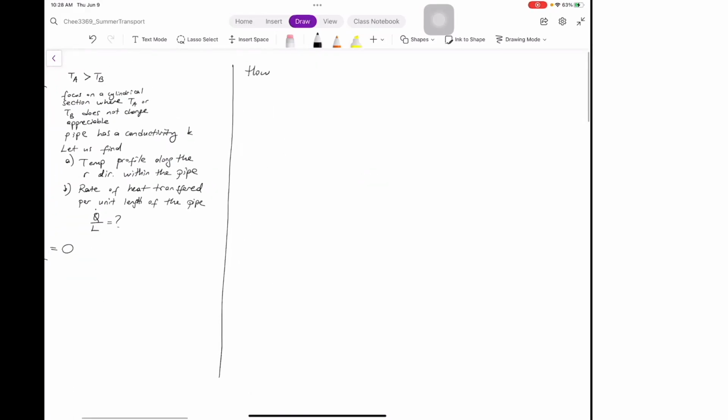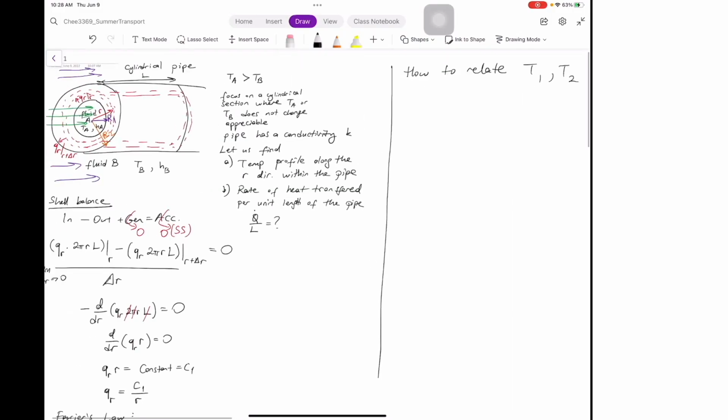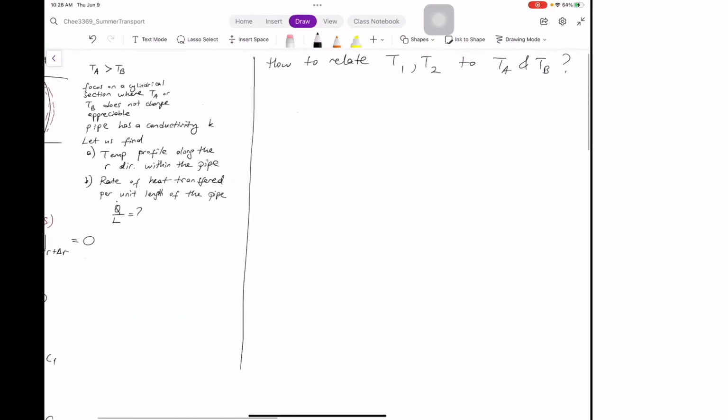How to relate T1, T2 to TA and TB. We are going to make use of Newton's law of cooling.